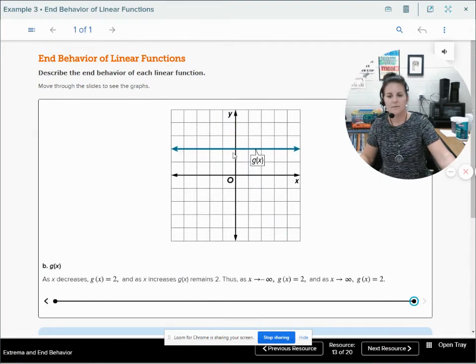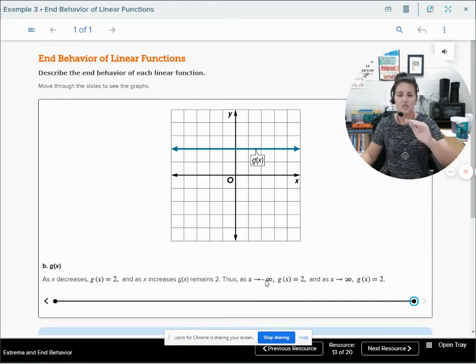Looking at this one. As X goes to positive infinity, my function is equal to 2. So, as X decreases, it's still equal to 2. As X increases, g of X is still equal to 2. So no matter what value X is approaching, if it's approaching negative infinity or positive infinity, we can see that g of X is always going to equal 2.